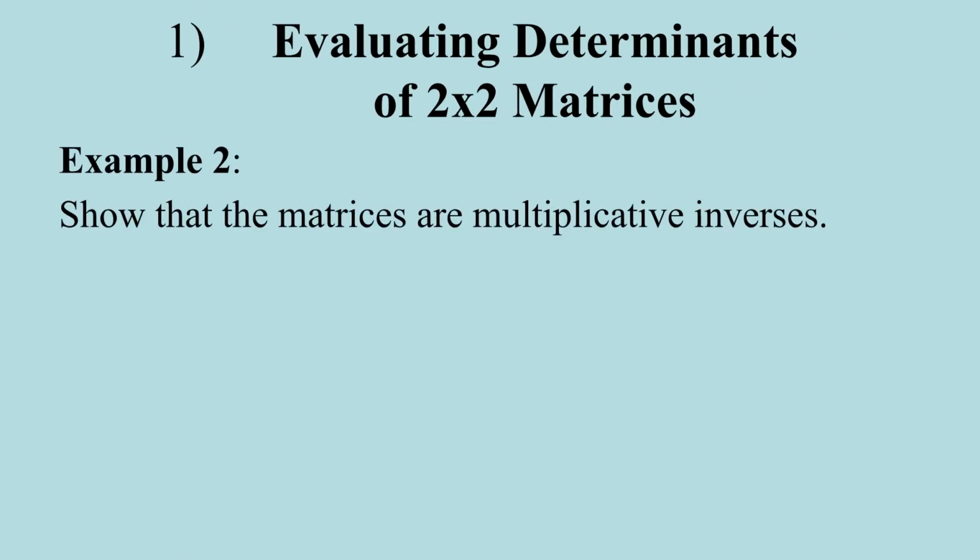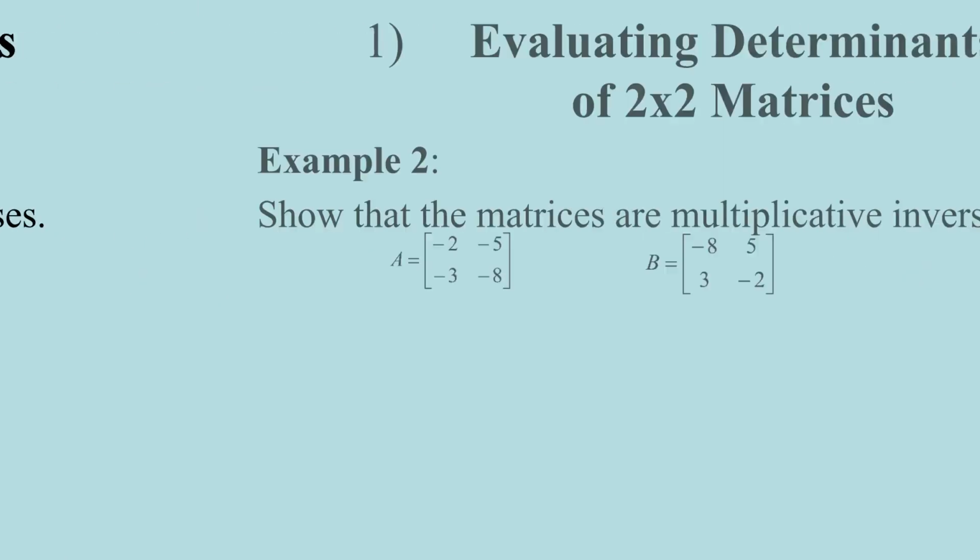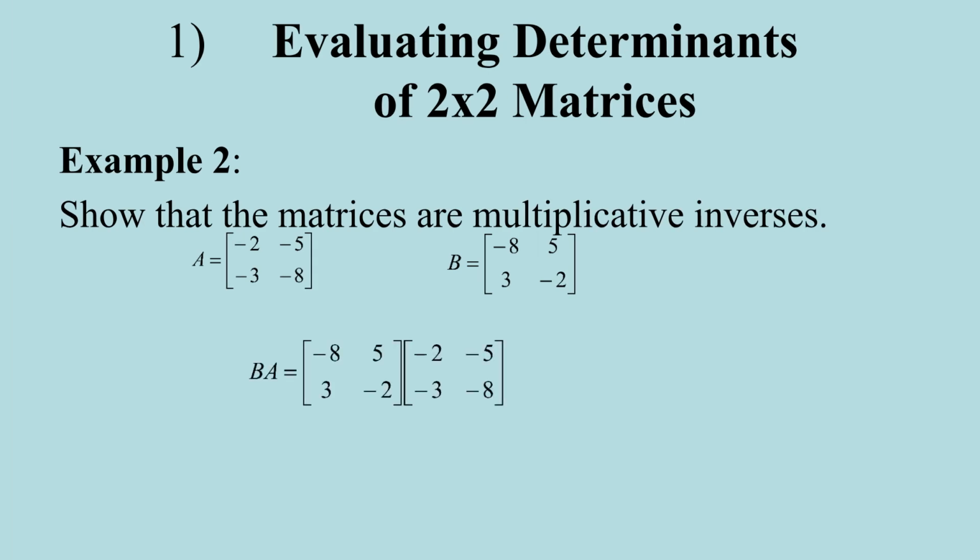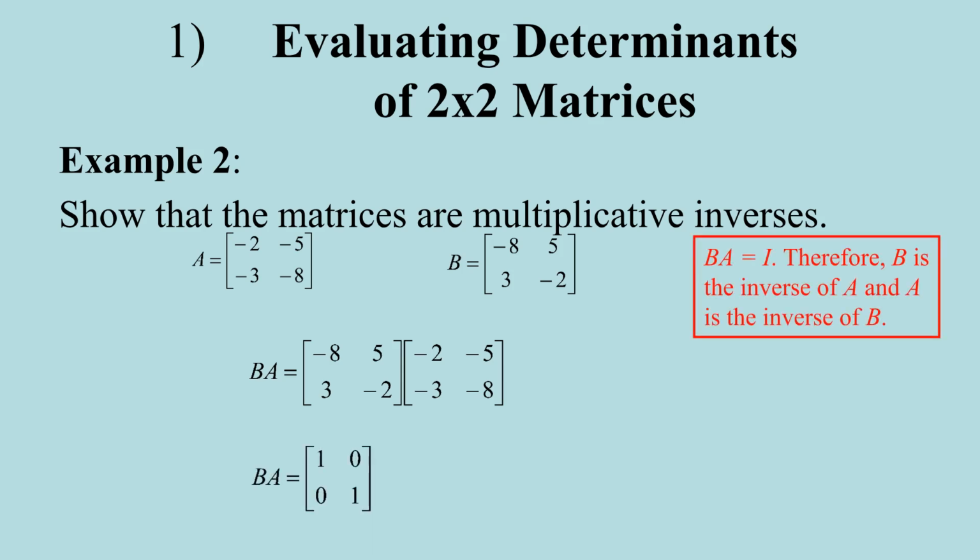Let's try a second example. Show that the given matrices A and B are multiplicative inverses. We can show this by calculating BA. The product BA results in the identity matrix I. Therefore, B is the inverse of A and A is the inverse of B.